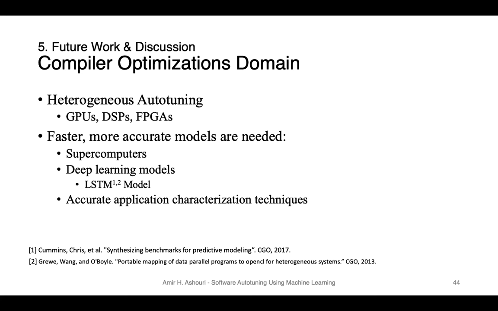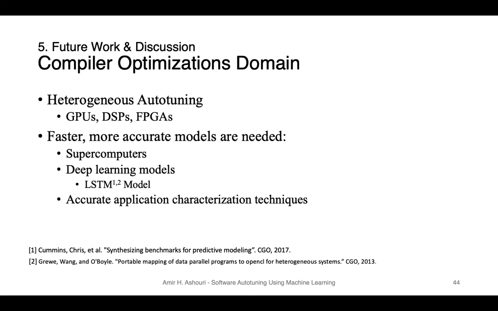We need faster and more accurate models. So we need to use supercomputing power and more recent, cutting-edge deep learning models like LSTM. We had a couple of papers recently using those. This is going to be the future work and the path the industry and research community is trying to go, to use more cutting-edge models to characterize and construct better and more accurate models.